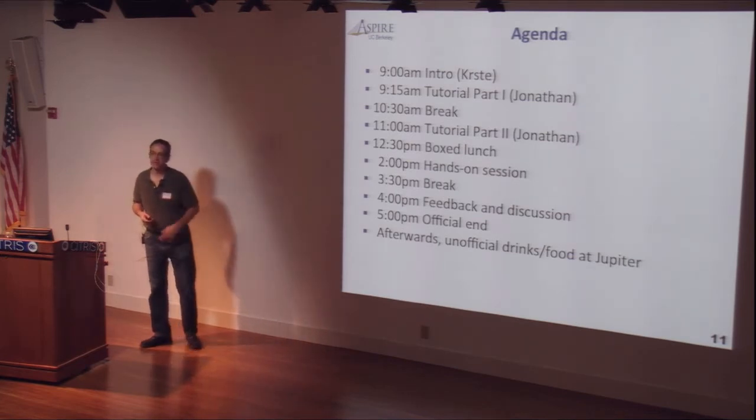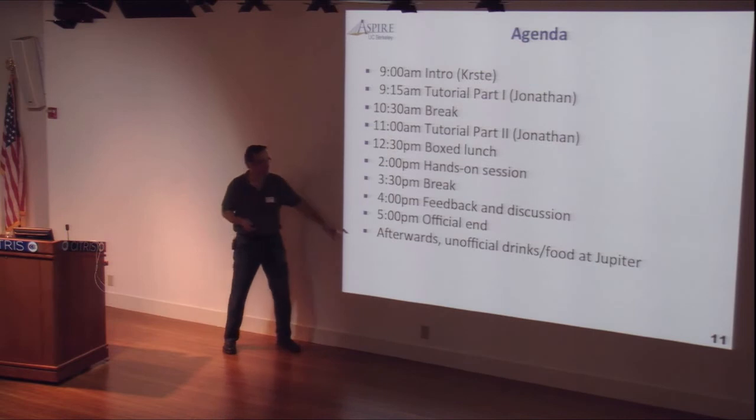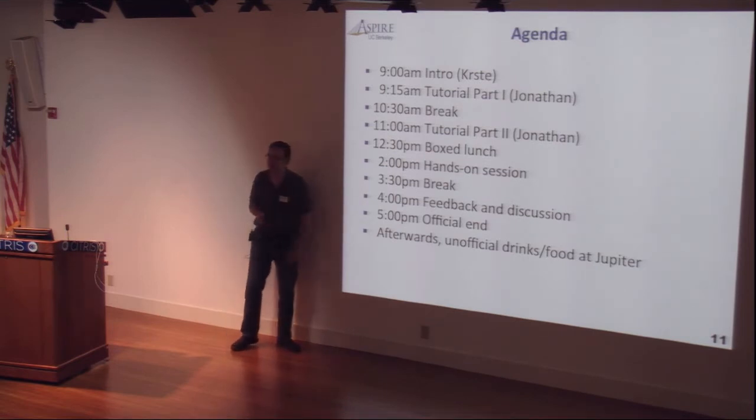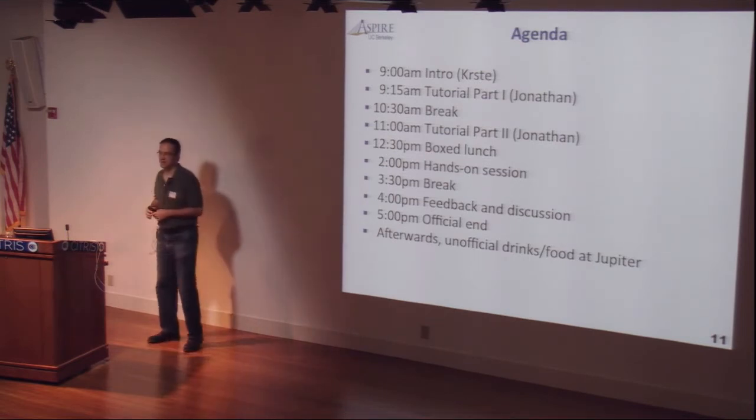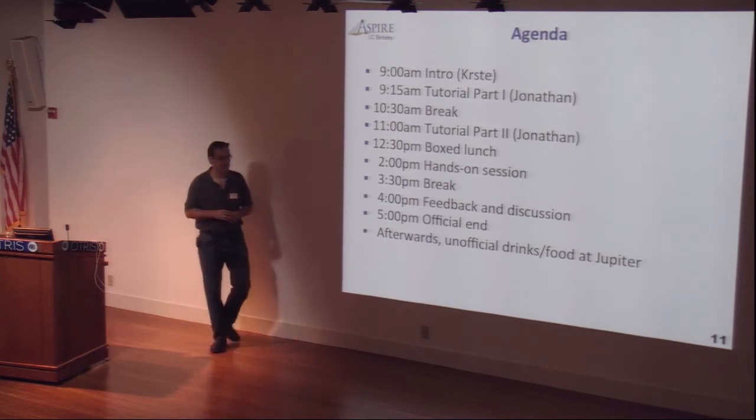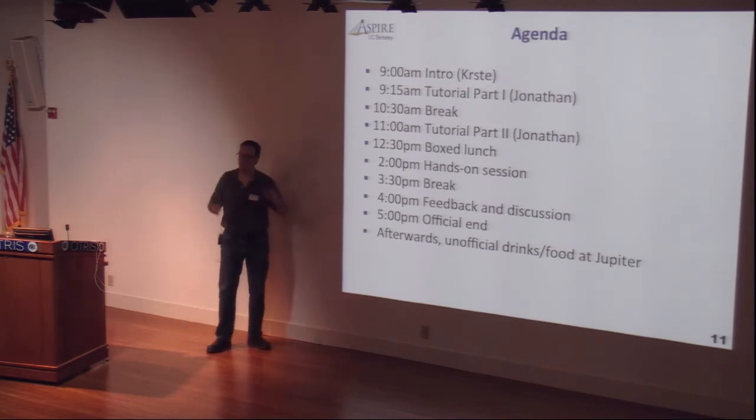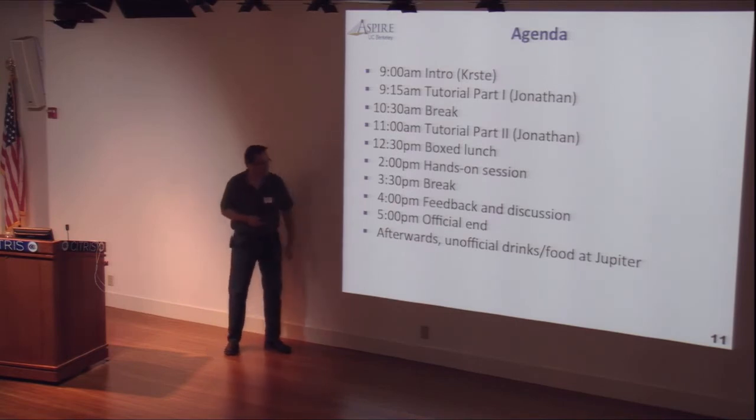We'll officially close at 5, and then unofficially, people who want to, we're going to meet up down at Jupiter in downtown Berkeley for informal drinks and food. For those who want to head down there, that's at 5:30 downtown Berkeley. It's right next to the downtown Berkeley BART station, and there'll be enough people going down there. If you don't know where it is, you should be able to attach yourself to a group to head on down there.